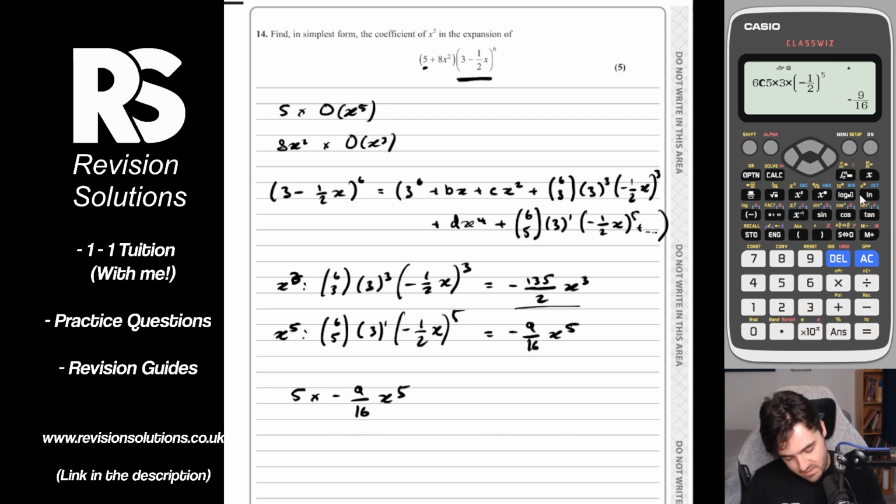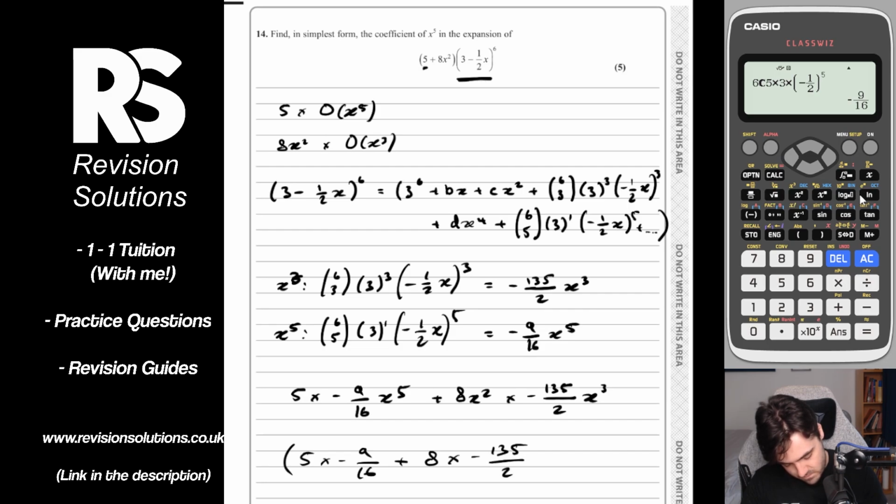8x squared times our x cubed term. So we'd have plus 8x squared times minus 135 over 2 x to the 5. And if I pull the x times x cubed, which is going to produce us an x to the 5, if I factorize out x to the 5 from all that, it's going to leave us with 5 times minus 9 over 16 plus 8 times minus 135 over 2 x to the 5.